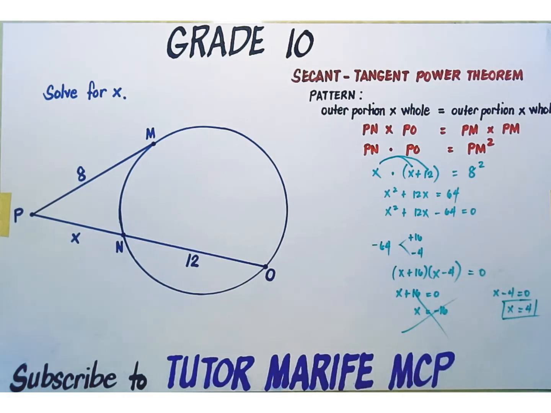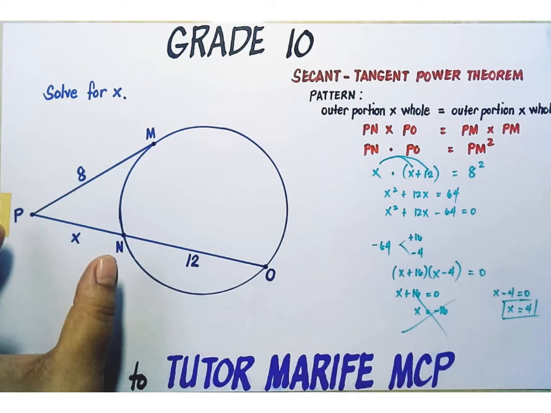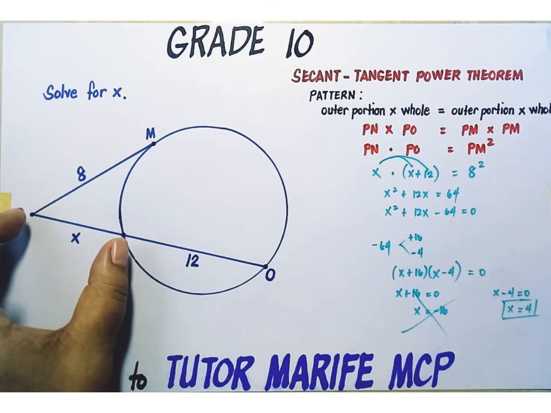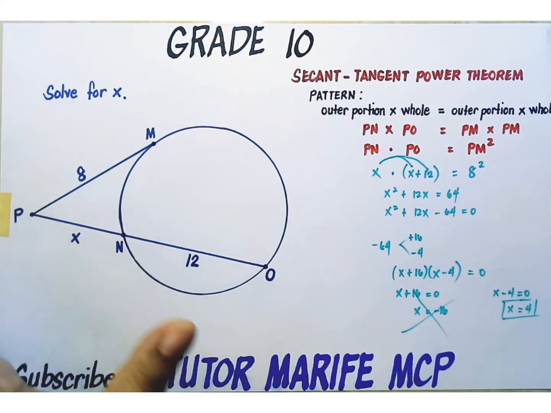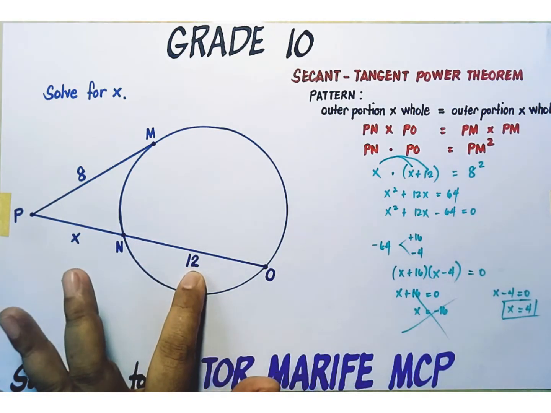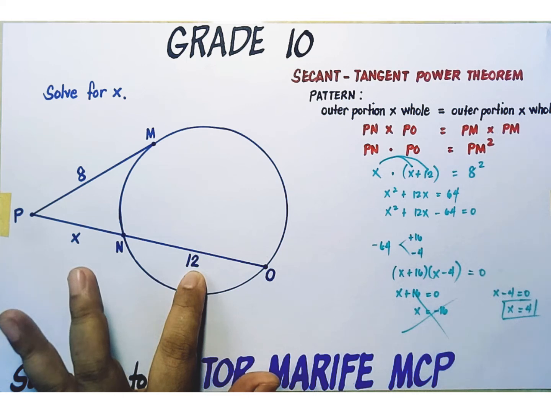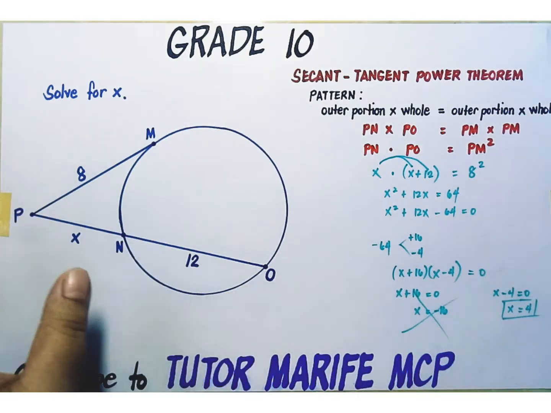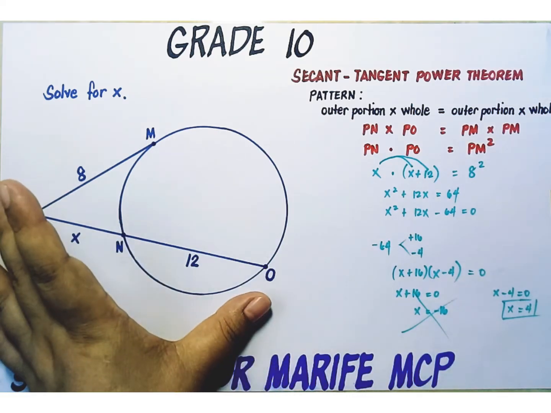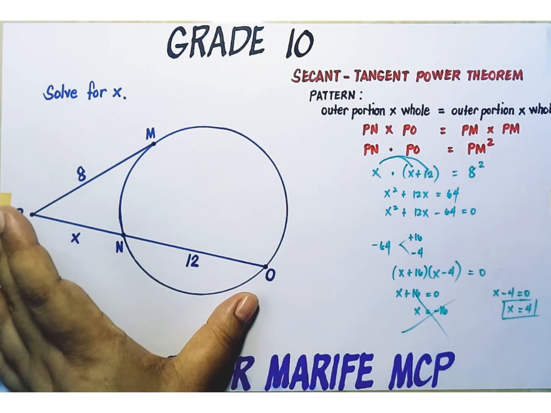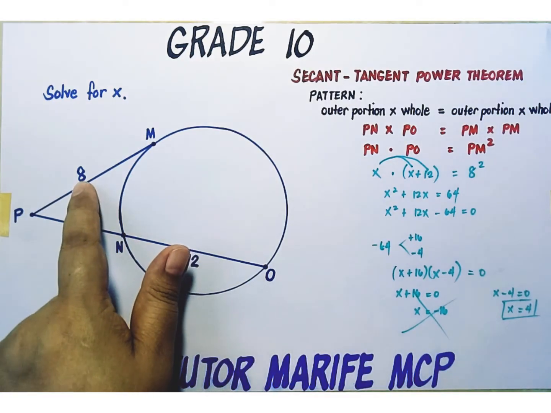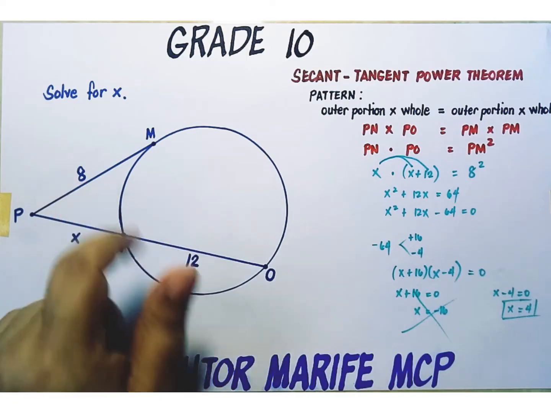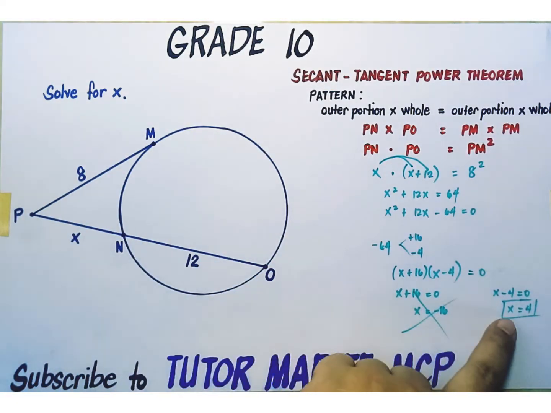Let's validate our answer. If x is equal to 4, the length of segment PN is equal to 4. And the length of the whole secant is 4 plus 12. 4 plus 12 is equal to 16. Let's multiply the external secant segment and the entire secant segment. 4 times 16 is equal to 64. And that product is equal to the square of 8, which is also 64. Therefore, we validated our answer. X equals 4 is correct.